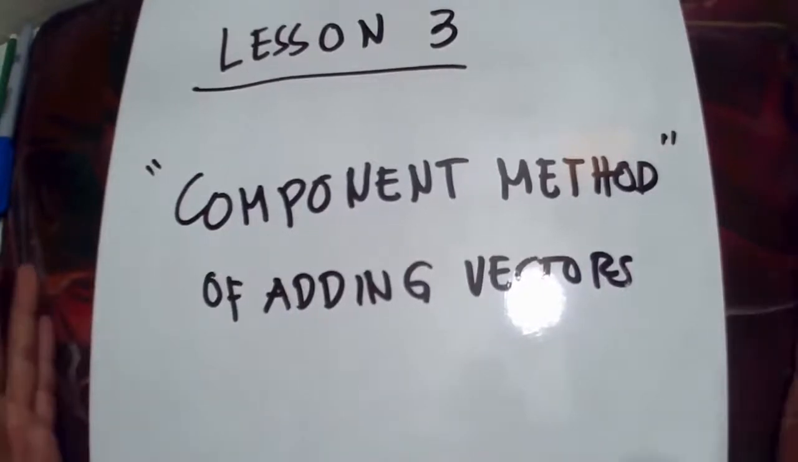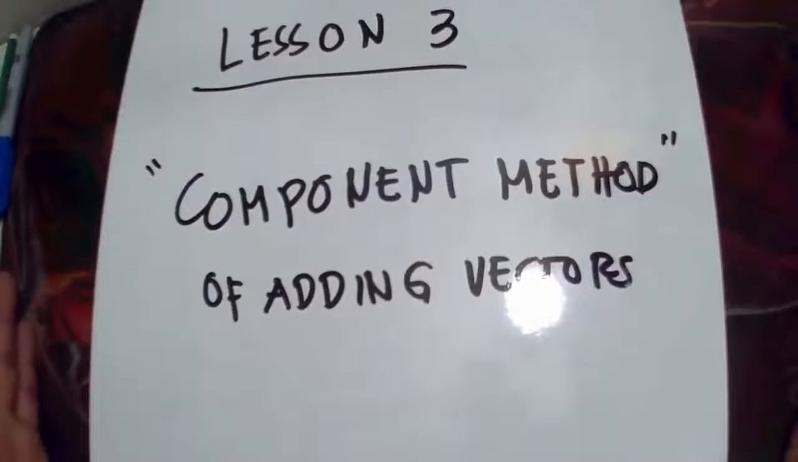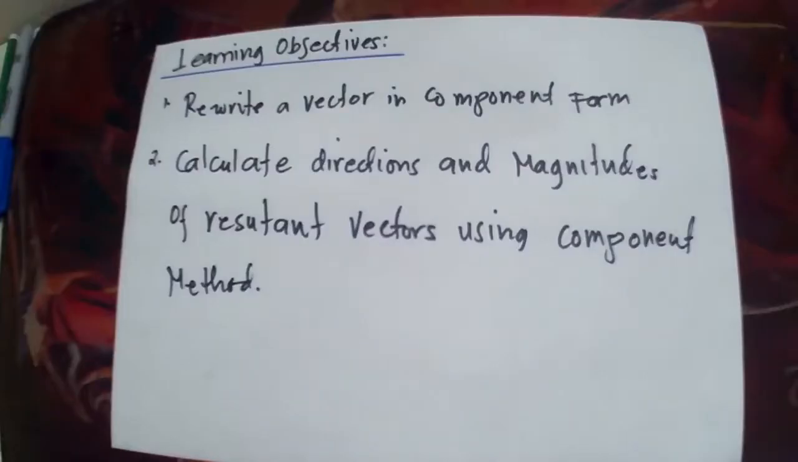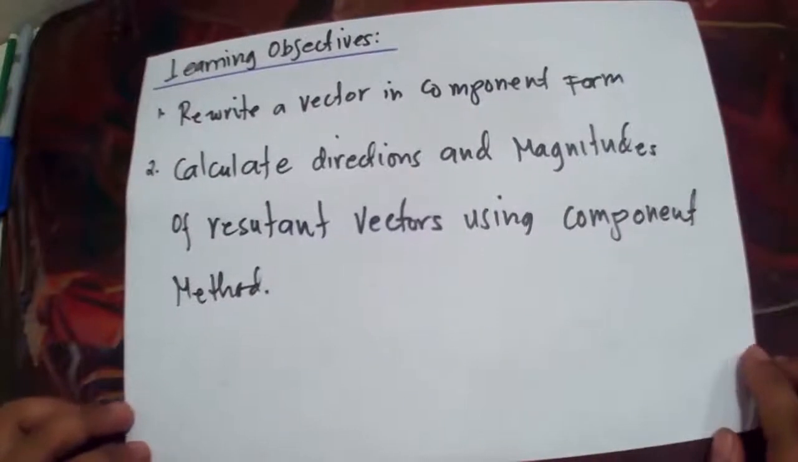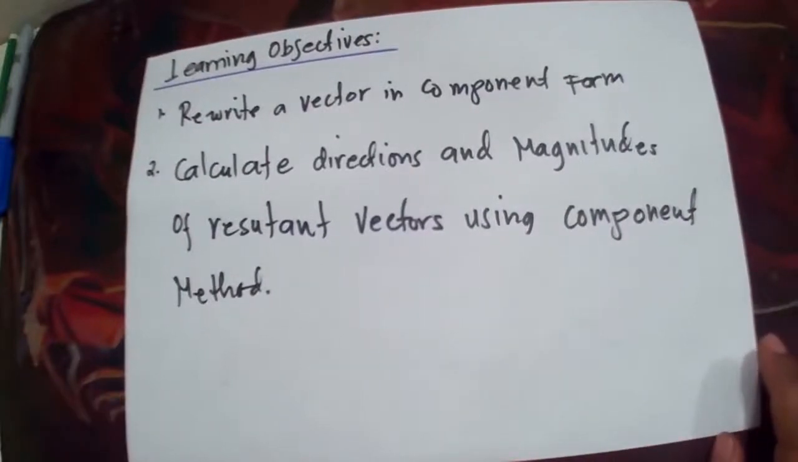Now in this session, we're going to discuss the last analytical method, which is the component method of adding vectors. But before we proceed to the details, let us have our learning objectives. At the end of this video lesson, you are expected to rewrite a vector in component form. And the second one is you're expected to calculate directions and magnitudes of resultant vectors using the component method.